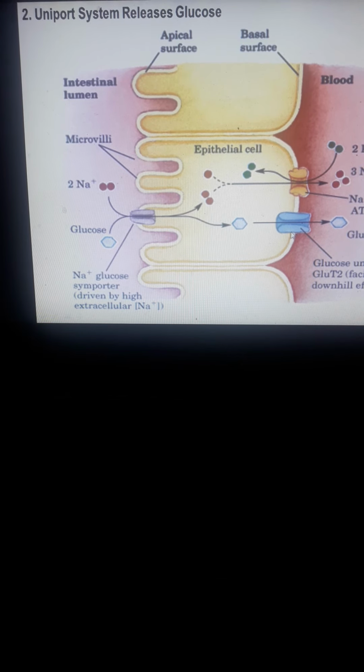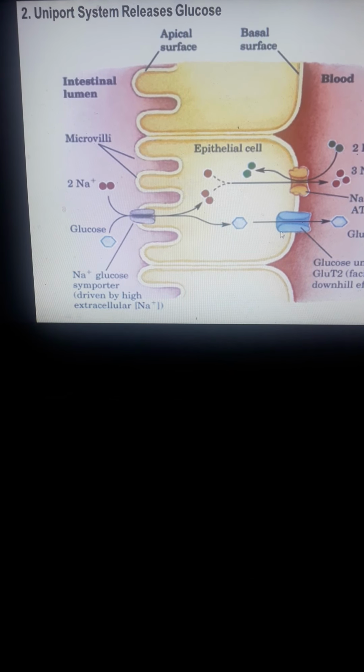Efflux, that is exit. But the opposite of efflux, that is the influx system, influx meaning entering. So the efflux system is aided by a protein, uniporter or transporter, from the cytoplasm up to the bloodstream. So this is the uniport system release of glucose. So uniport, one direction only.